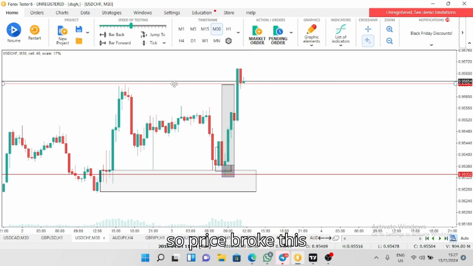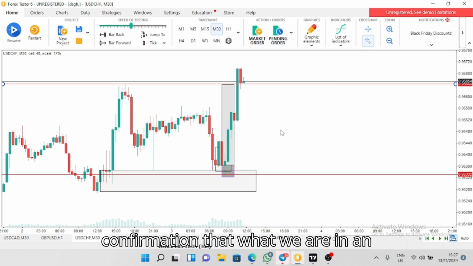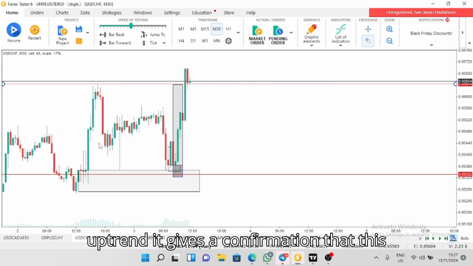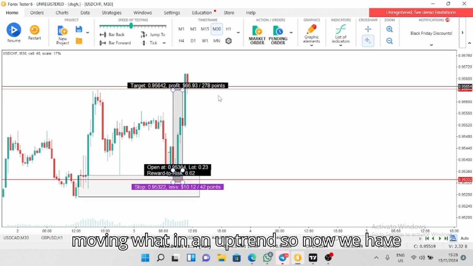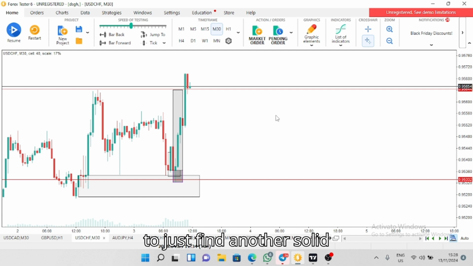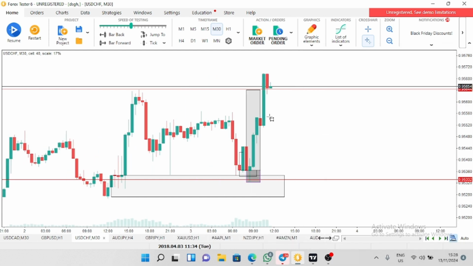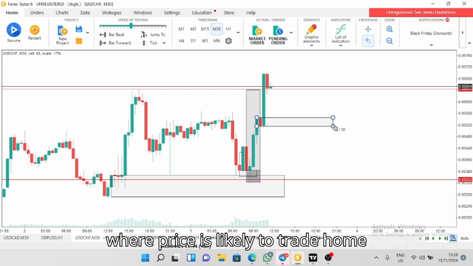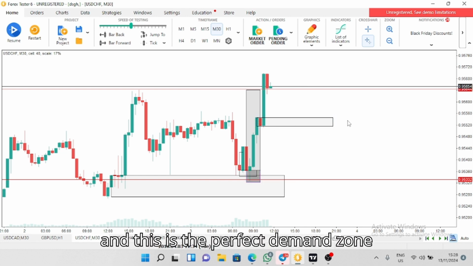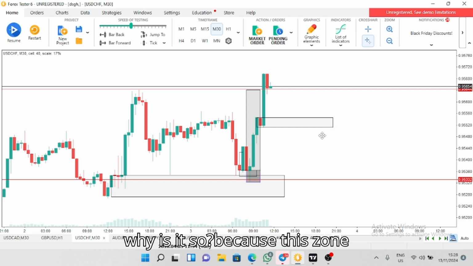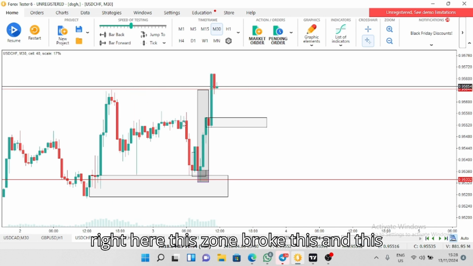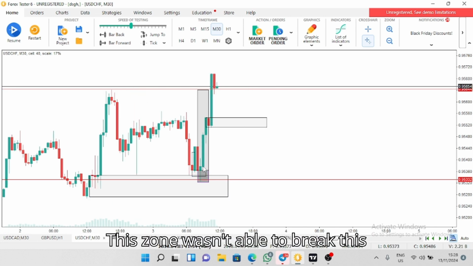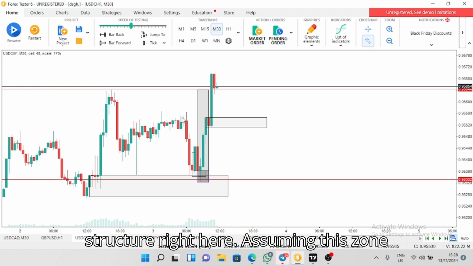So price broke this all-time high right now. It gives a confirmation that we're in an uptrend, that this structure is valid and we are still moving in an uptrend. So now we have to find another solid demand zone where price is likely to trade from. And this is the perfect demand zone. Why? Because this zone broke this structure and this structure right here. This other zone wasn't able to break this structure.